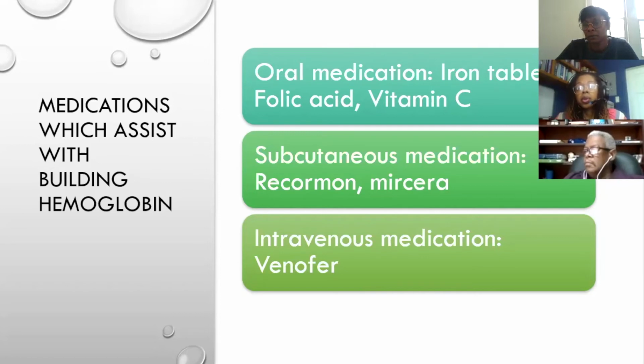So when we do those, we know where we're starting, and when we have got your levels to a point where we are comfortable that you have the building blocks, then we can start pushing production with your Recormin and your Mircera. The Recormin can be given several times a week, and there's a big range of dose. The Mircera is usually given every 2 weeks or once a month. And again, the Venofer is given as required, again, dependent on what your levels are before we start.